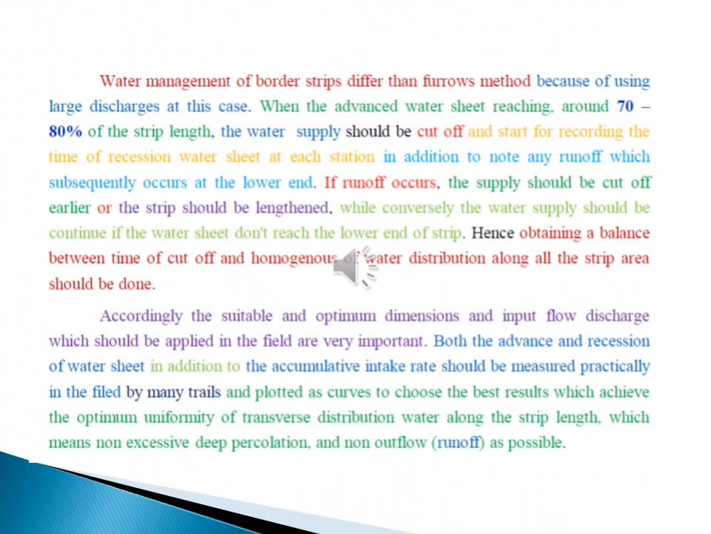Water management of border strips differs from the furrow method because of using large discharge rates. With the advancing water sheet reaching around 70 up to 80% of the strip length, the water supply should be cut off, and recording of the recession time of the water sheet at each station should start, in addition to noting any runoff which subsequently occurs at the lower end.